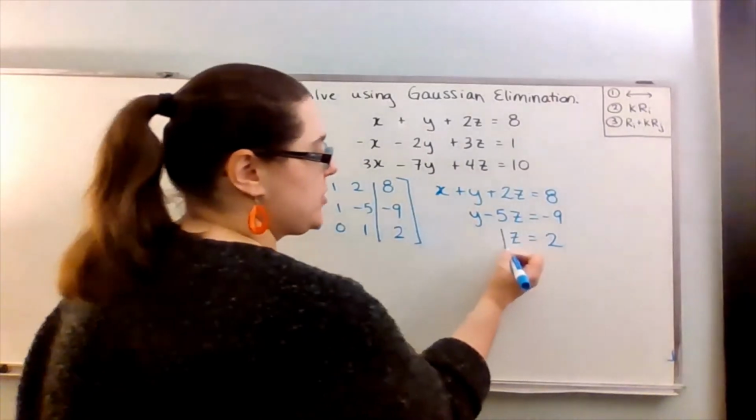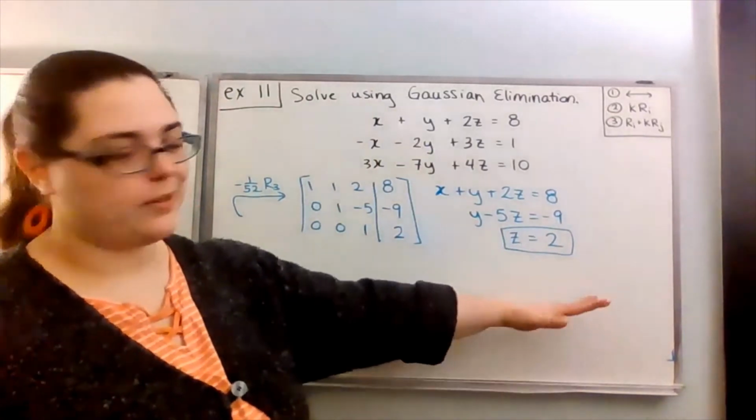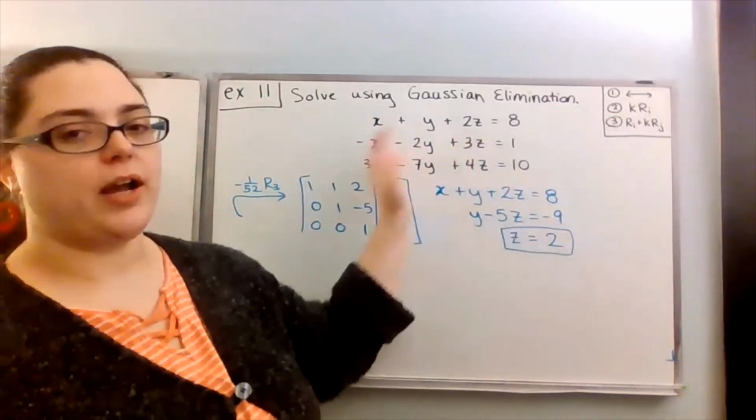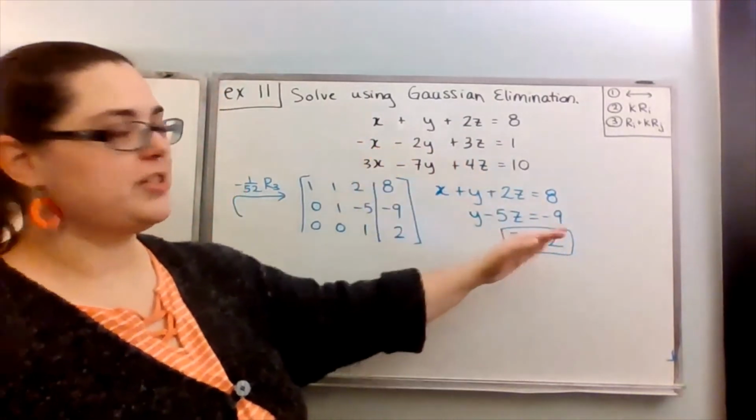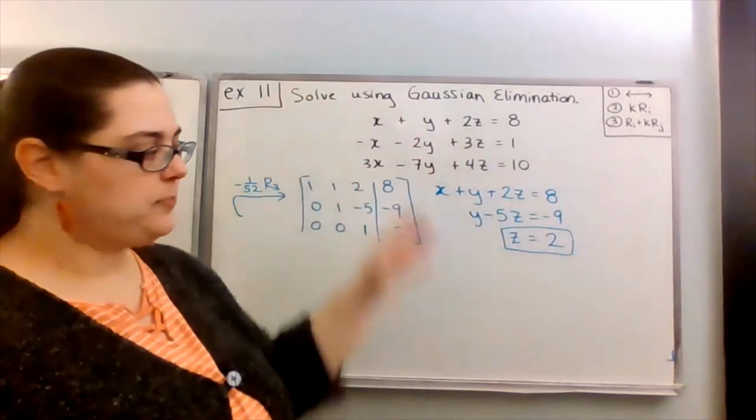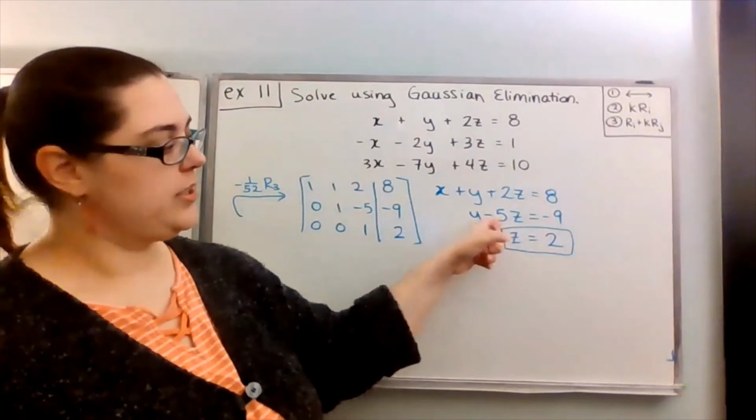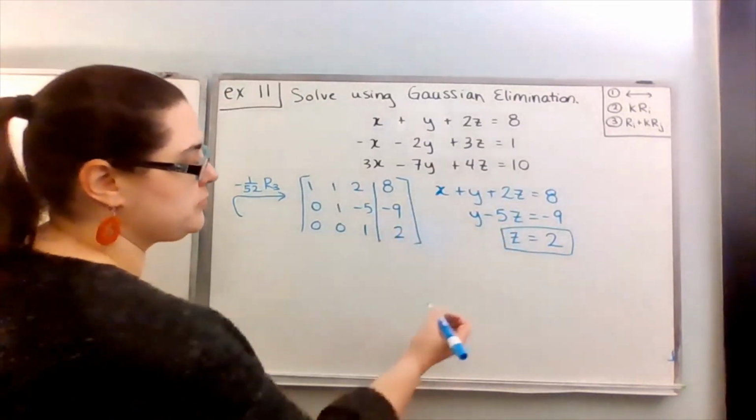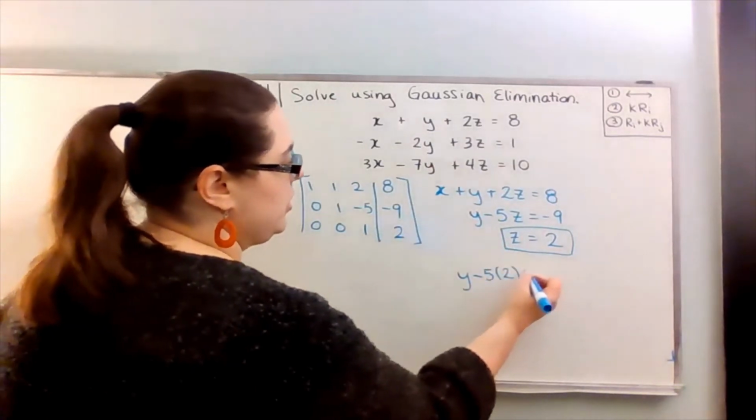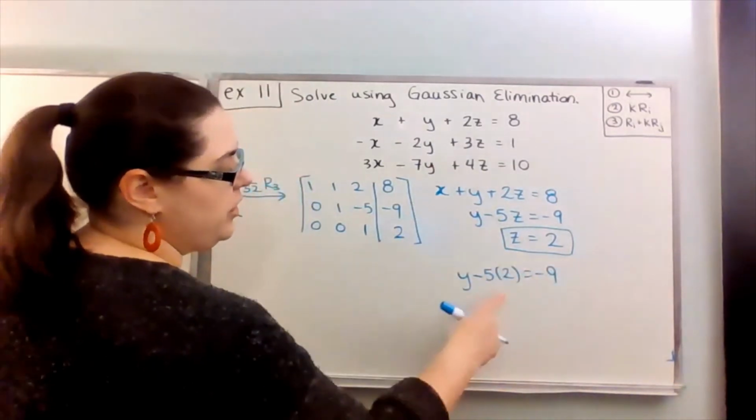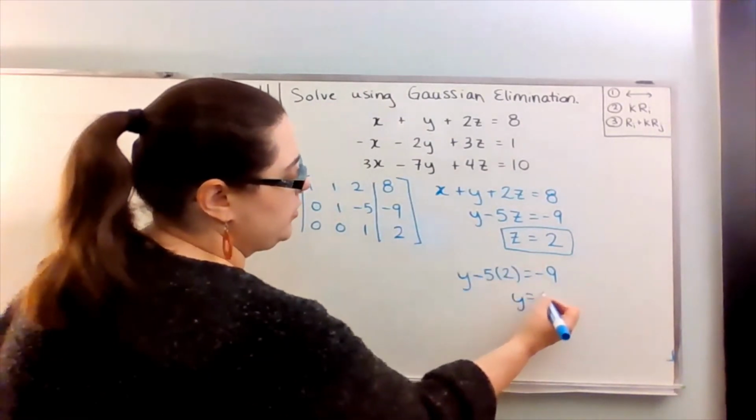We already know that z is 2. And what I like to do, I always look at the end because that's usually the one that's going to be defined, and then work my way up because our leading entry is moved to the right. So as I go up, I'm going to be solving for those values along the way. So here, since z is 2, I'm going to substitute that in for z, and that will enable me to solve for y. So we get y minus 5 times 2 is negative 9. 5 times 2 is 10. So I'm going to add 10 to both sides to get y equals 1.